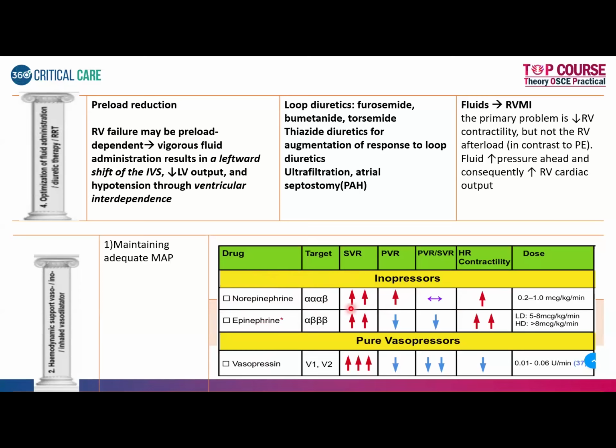Epinephrine increases the systemic vascular resistance, decreases the peripheral vascular resistance, and basically causes tachycardia. Vasopressin increases the systemic vascular resistance, decreases the pulmonary vascular resistance, okay, and decreases the heart rate and the contractility.